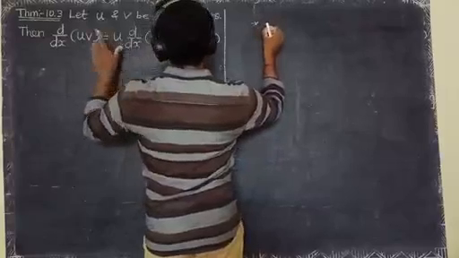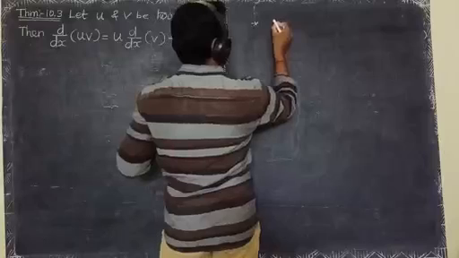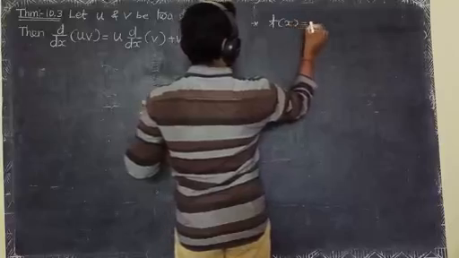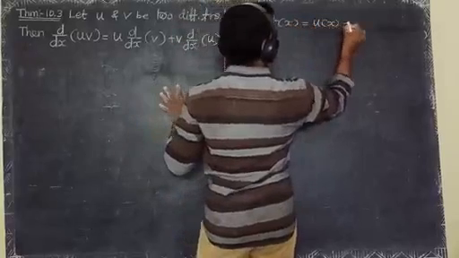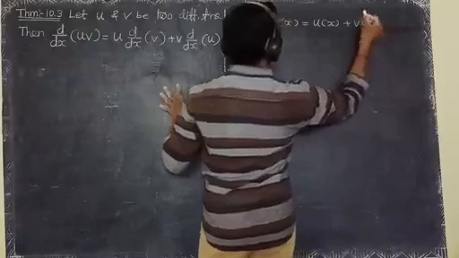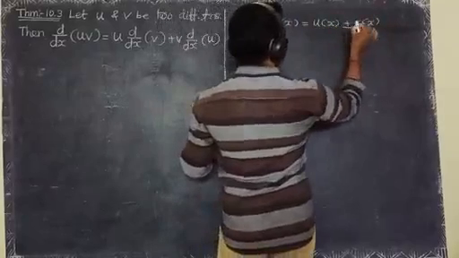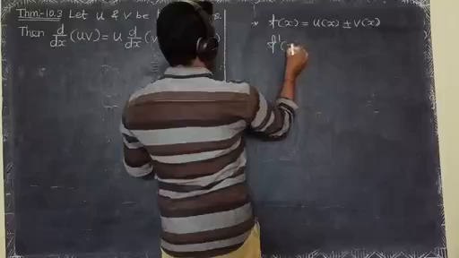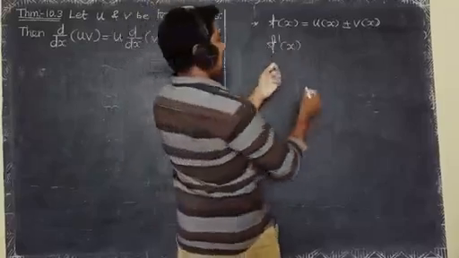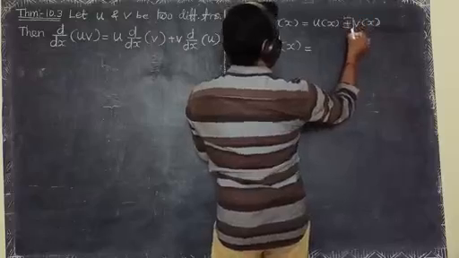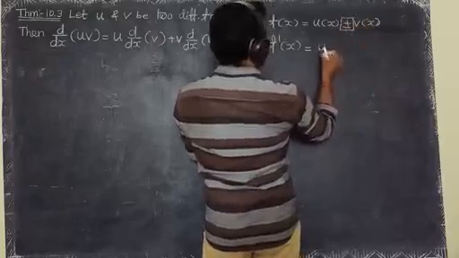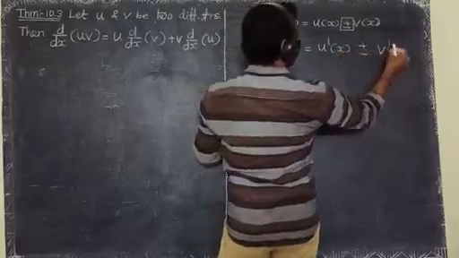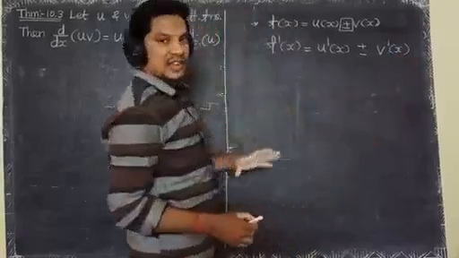Here u(x) and v(x) are two differentiable functions, and f(x) is equal to u(x) plus or minus v(x). Both are the same. Here f'(x), the differentiation of the given function, is equal to u'(x) plus or minus v'(x).